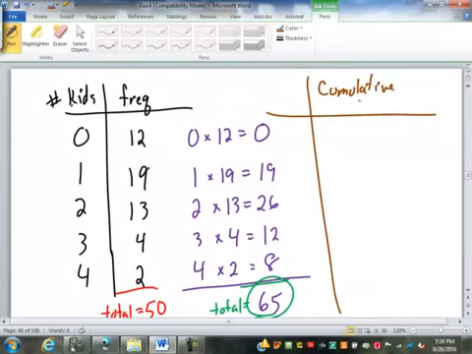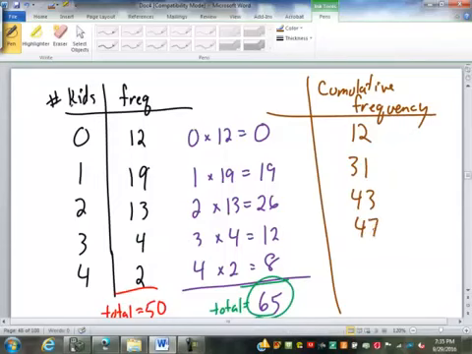I said this cumulative frequency comes in handy. This is where it comes in handy. There's 12 zeros. That's going to be 12, the cumulative frequency for 0. There's 19 ones plus the 12 zeros. That's 31. 13 twos plus the others is 43. 4 threes, now at 47. Oops, I had something wrong there. That should be 44. Even simple math is failing me at this point in the night. And then the 2 fours now adds up to 50. So I've got a total of 50. That means I should be good.